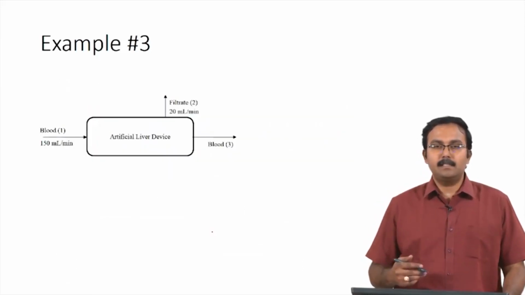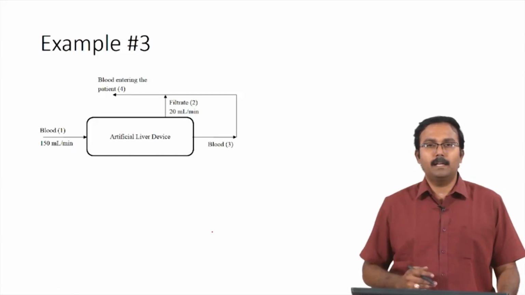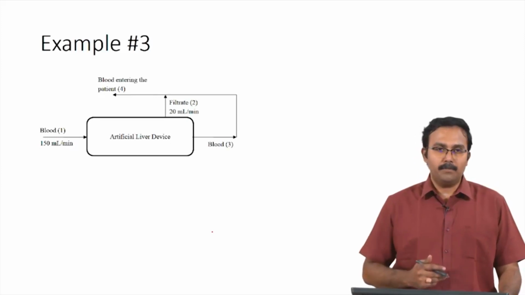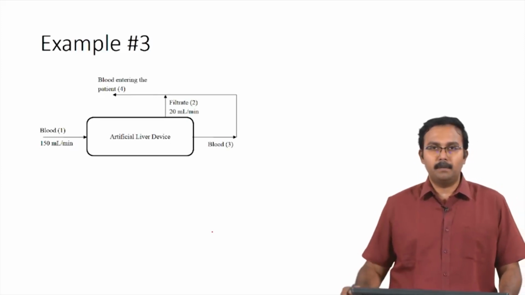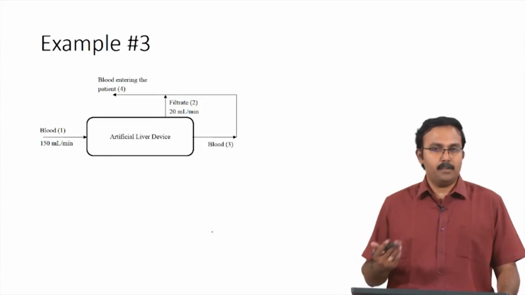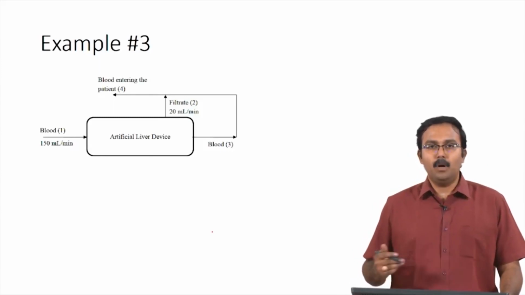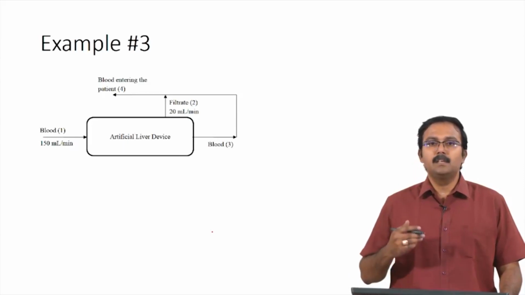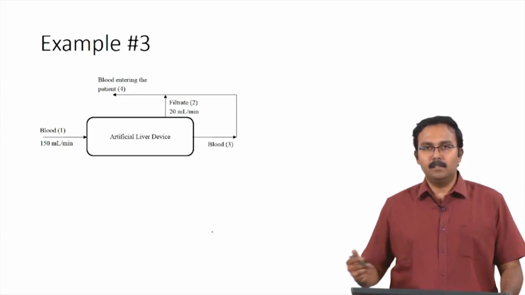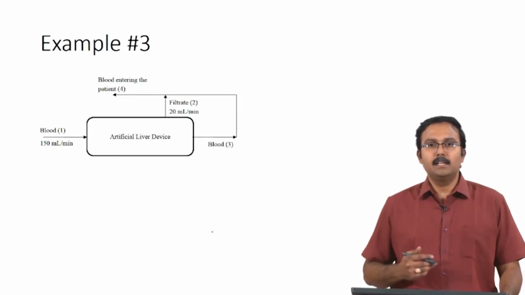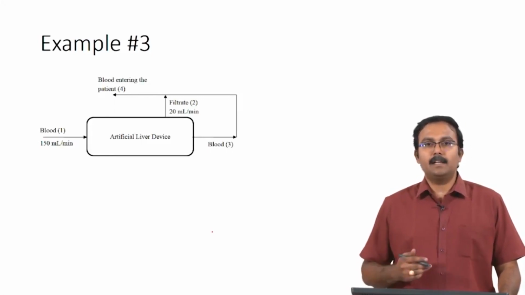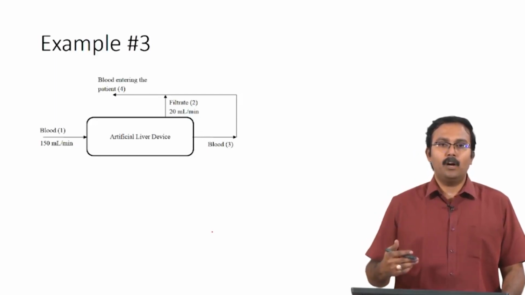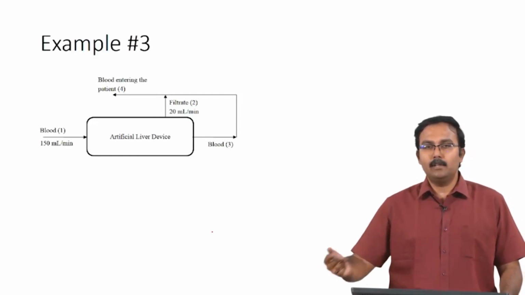Now to understand this in a simpler block diagram, we can draw it this way. We have blood which is coming from the patient at 150 ml per minute and this enters into the artificial liver device and we have two outlets. The first one is the filtrate which is leaving at 20 ml per minute and you have the other outlet which is the intraluminal blood leaving the artificial liver device. This blood and the filtrate are mixed together to finally form the blood which is entering into the patient.